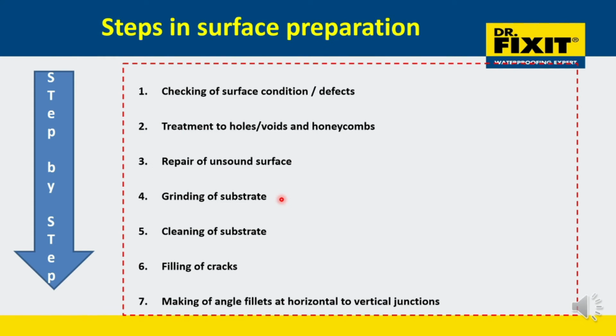Cleaning of substrate means you have to clean the surface so that your coating can be done very well. Filling of cracks. Cracks are very important to be covered so that your leakage problems can be solved. Making of angle fillet at the horizontal to vertical junction. This is a very important thing. If you fail to make the angle fillet at these vertical junctions, leakage will 100% happen from that place. So let us see step by step in detail.